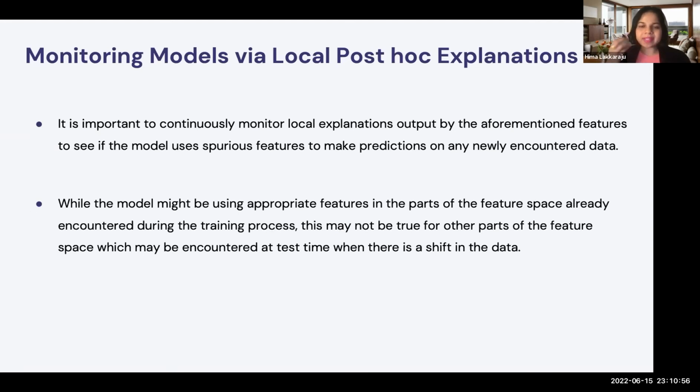So this is precisely the role that local post hoc explanations can play in terms of monitoring models. Basically, whenever a new point is encountered once the model is deployed, generate local post hoc explanations for the new point as well, and then check what features the model is relying on for all these newly encountered points, and whether those are relevant features or spurious features, right? That monitoring needs to be done.